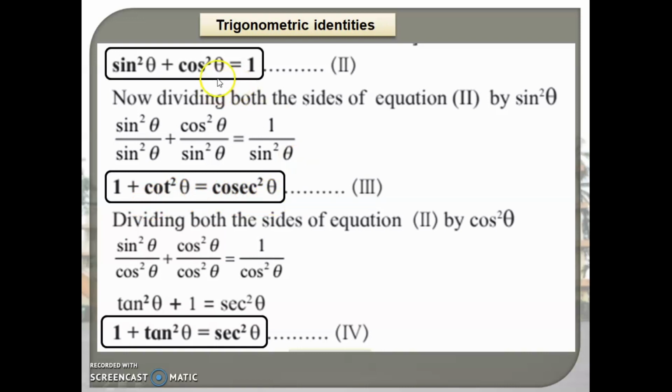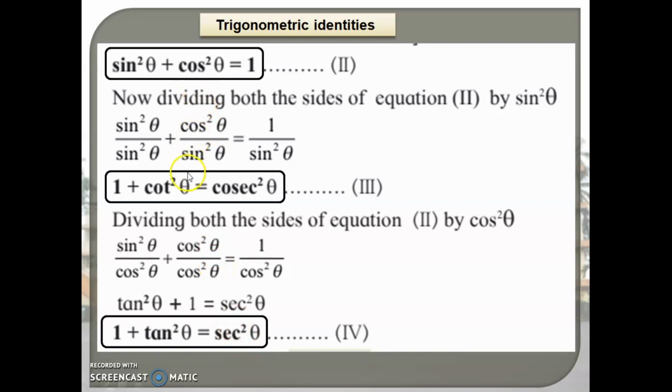Now if you divide the same identity, that is equation number 2, by cos square theta, then we get sine square theta upon cos square theta plus cos square theta upon cos square theta is equal to 1 upon cos square theta. Here cos square theta and cos square theta will be cancelled and we will be left with 1. Same way sine square theta upon cos square theta becomes tan square theta and 1 upon cos square theta becomes sec square theta. So we get another identity: 1 plus tan square theta is equal to sec square theta.